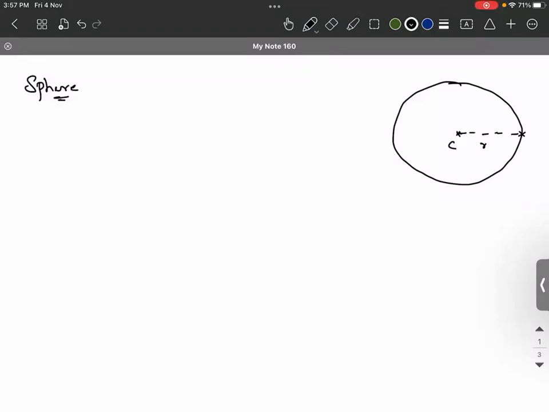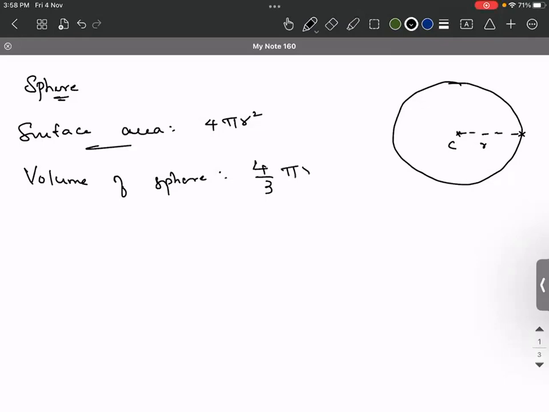Now we are going to discuss the surface area of a sphere. What is the surface area of a sphere? It is going to be 4 pi r square. And what is going to be the volume of the sphere? Volume of the sphere is 4 by 3 pi r cube.